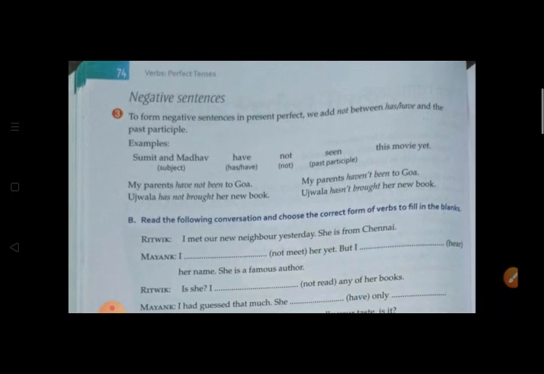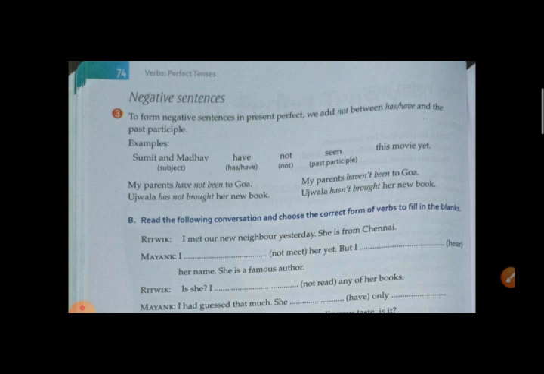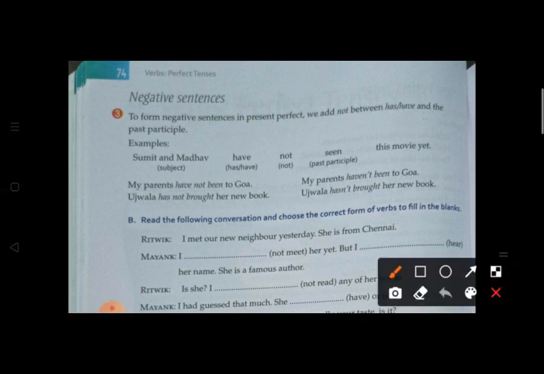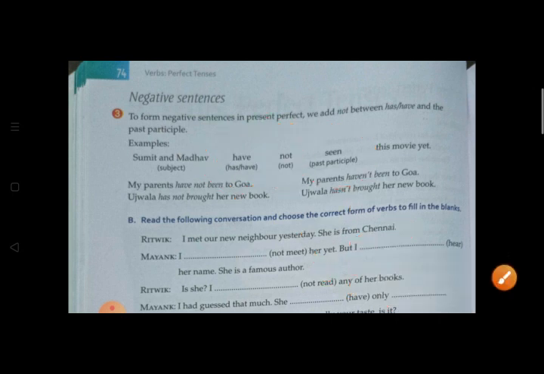Now let's see the negative sentences in perfect tenses. It's very simple. To form a negative sentence in present perfect, we just add not between has or have and the past participle. जैसे कि यहाँ दिखाया गया है, Sumit and Madhav have not seen. So here we have has or have and we have past participle और उसके बीच में add हुआ है not. ठीक है.